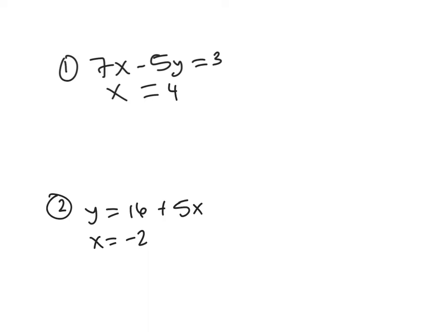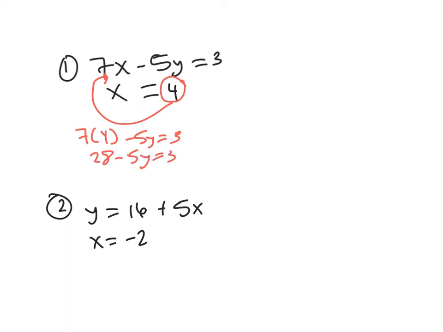Okay, so for this one, we know that x equals 4, so I'm going to plug it into this x. So we have 7 times 4 minus 5y equals 3. 7 times 4 is 28, minus 5y equals 3. So I'm going to subtract 28 on both sides. So I get negative 5y equals negative 25. I divide by negative 5, and I get y equals positive 5. So my ordered pair will be 4, 5.